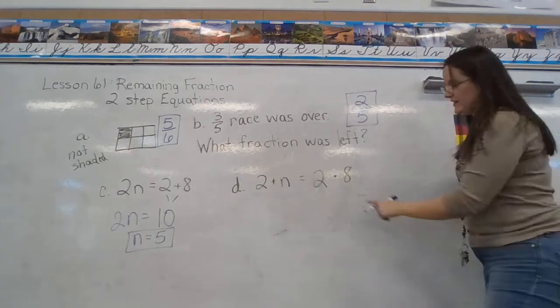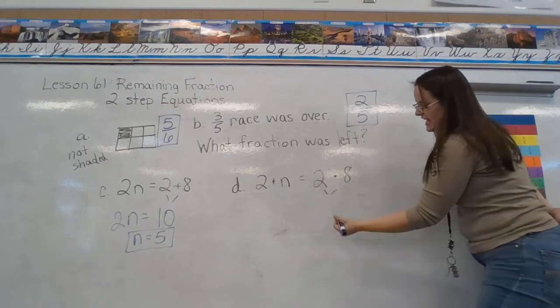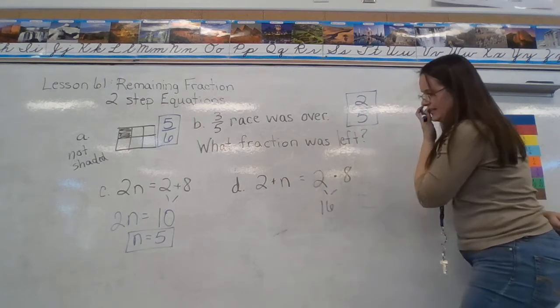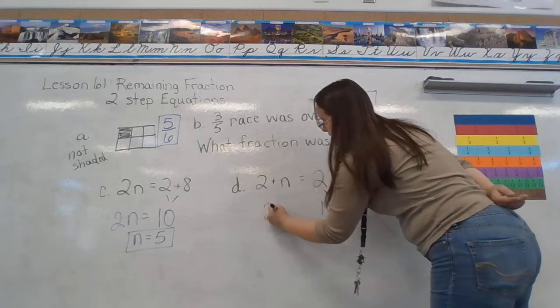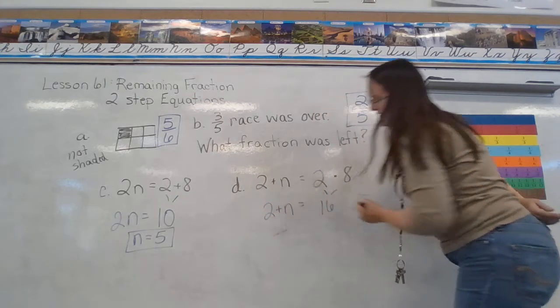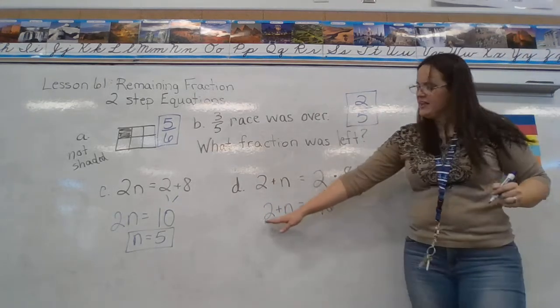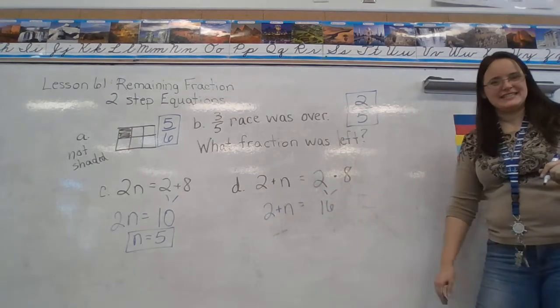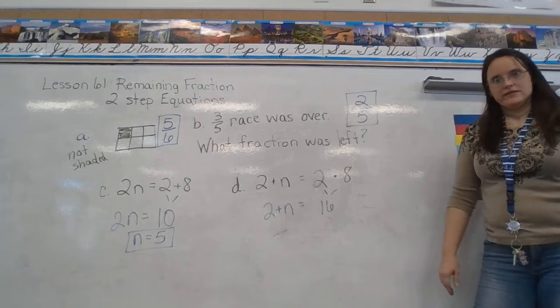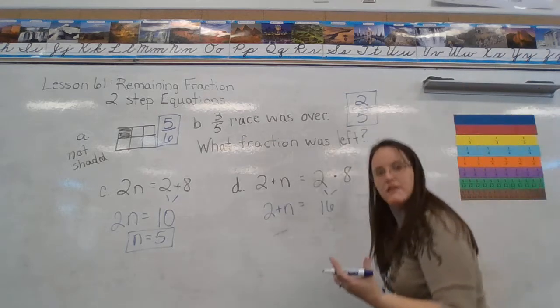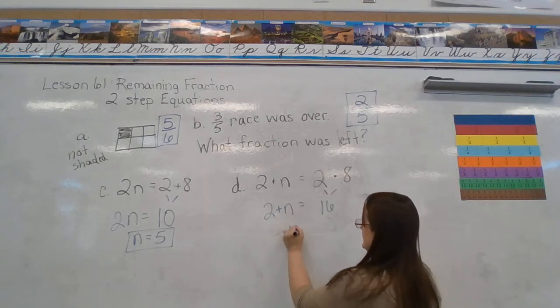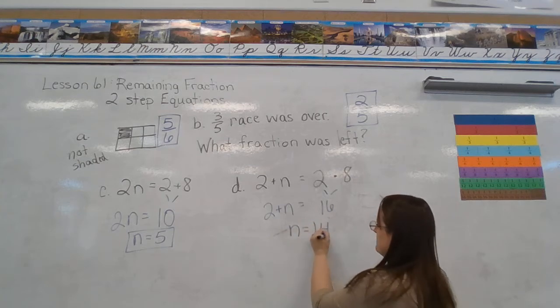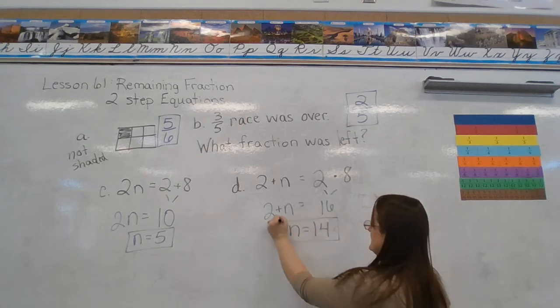And for D, here we have to multiply 2 times 8 first. We'll get 16. So we have 2 plus n. They switched this one up on you a little bit. 2 plus what number is going to give me 16? Well, 2 plus 14 will give me 16. So n must equal 14.